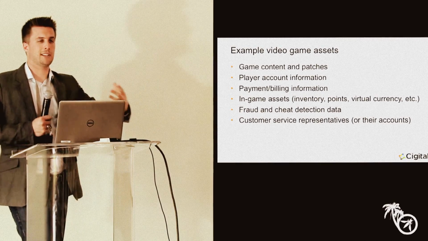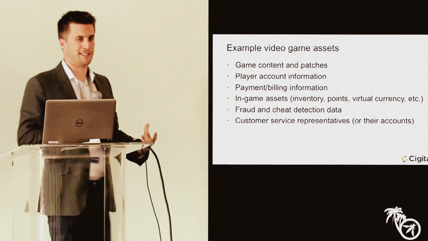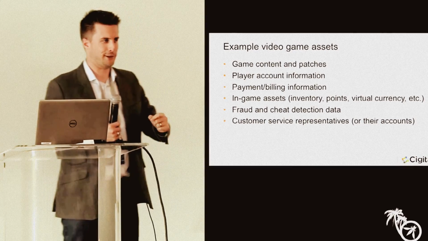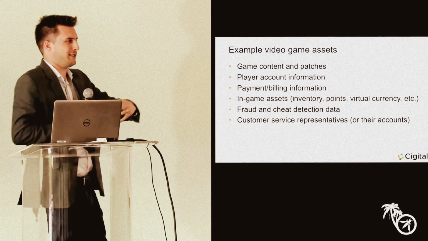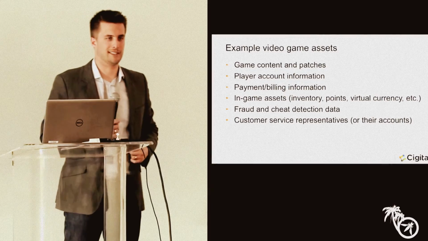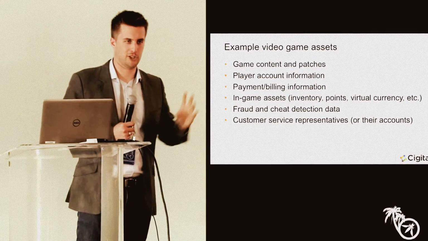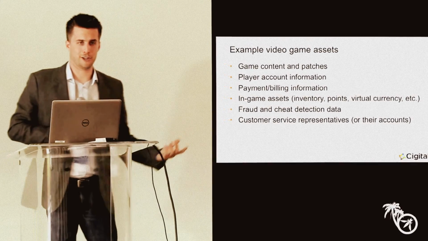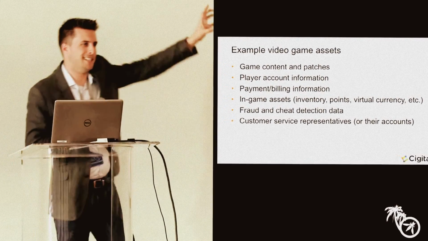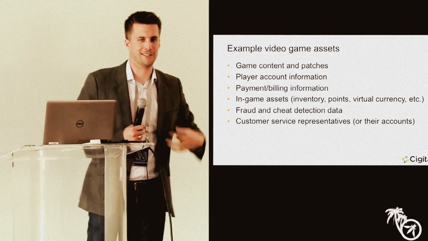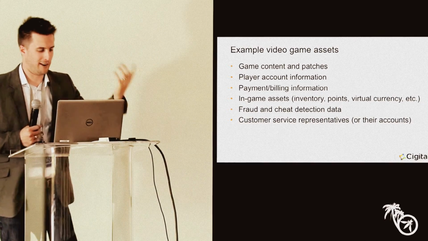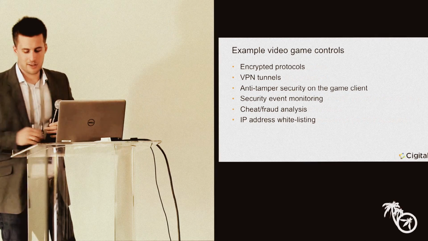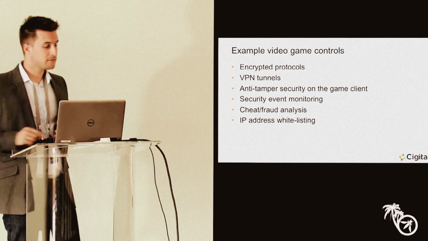The detection data itself that's telling you whether or not people are cheating, that could be an asset. If you identify that there's a monitoring process sending back data saying this person's cheating, and you just kill that process or modify that data, then even though you're cheating, the cheat data itself is invalid. So that's an asset. And we already mentioned customer service representatives or their accounts that you could compromise.